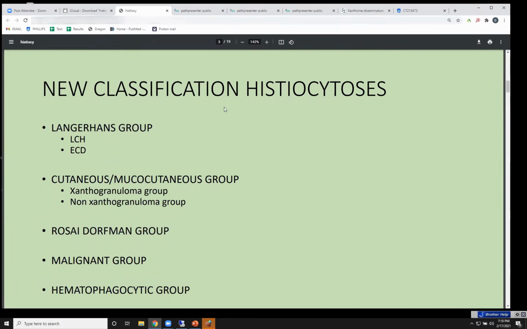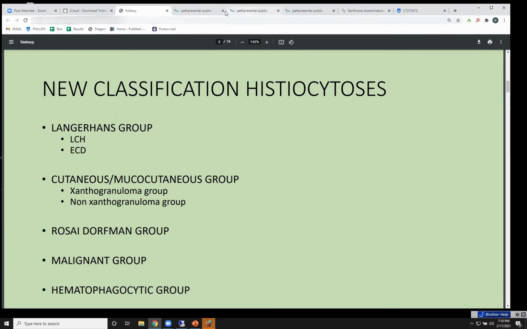So we're just going back to this classification of the histiocytoses before I show some slides. The Langerhans group, which is Langerhans cell histiocytosis and Erdheim-Chester disease. Then the cutaneous mucocutaneous group, where there's the xanthogranuloma group. And remember, that includes juvenile and adult xanthogranuloma, reticular histiocytoma, and others such as benign lymphatic histiocytosis. The non-xanthogranulomous group, which is cutaneous Rosai-Dorfman, necrobiotic xanthogranuloma, and also in this group is multicentric reticular histiocytoma and xanthoma disseminatum. So those are in the non-granuloma group.